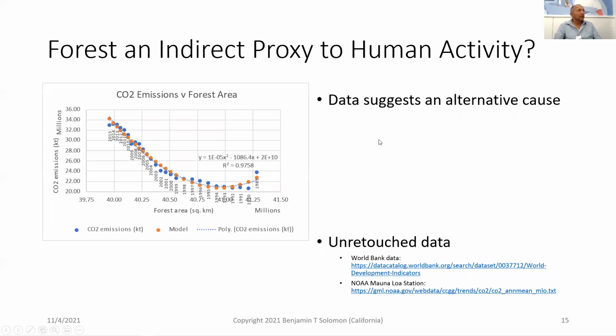Now, is forest an indirect proxy to human activity? When you look at the forest, it is, but if you look at it in terms of CO2 emissions, you can see that as the forest coverage, the forest area, drops, this is 1989 here, going to 2015, as the forest area drops, the CO2 emissions drop, and then they start picking up.